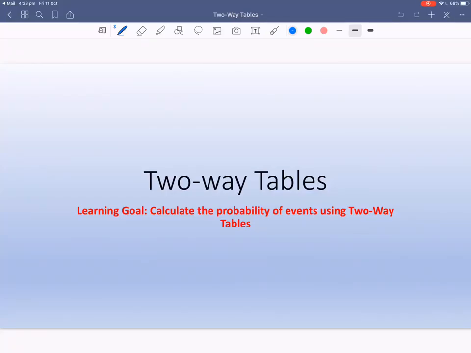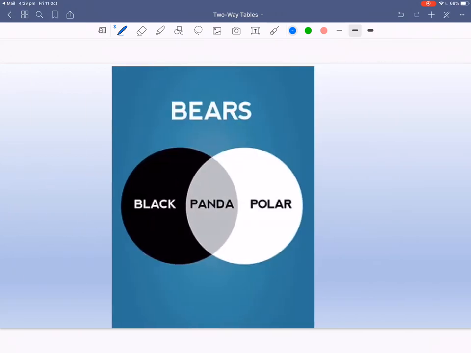So this lesson is very closely aligned with Venn diagrams. Hopefully you've done Venn diagrams before doing this because we'll refer to it. But we're going to calculate probability of events using a two-way table. Two-way tables are another way of putting information together that helps us, like with probability, by having information displayed, which makes it really easy. All right, let's get on to it.